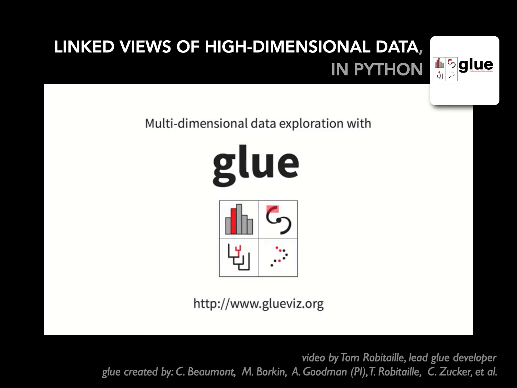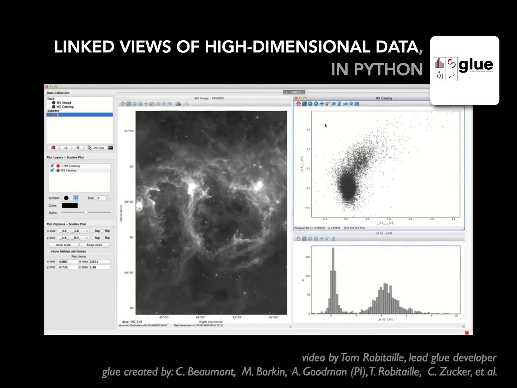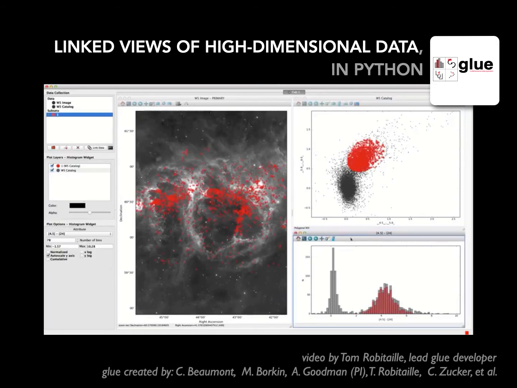Glue is a program for data exploration and visualization that allows users to better understand the relationships that exist within and between datasets. The main interface of Glue provides different data viewers. In this example, the viewer on the left shows an astronomical image of a region where stars are currently forming, and the two viewers on the right show a scatter plot and histogram derived from a separate catalog of stars in this region. The viewers support interactive selection of data subsets, and selections are automatically propagated to other data viewers. In this example, the selected stars are shown in red in all viewers.